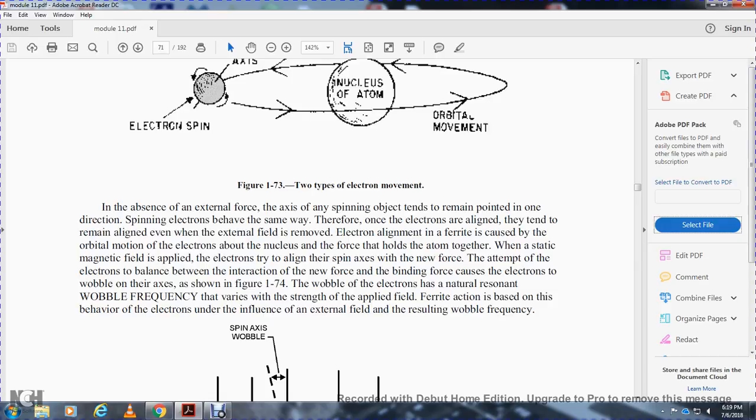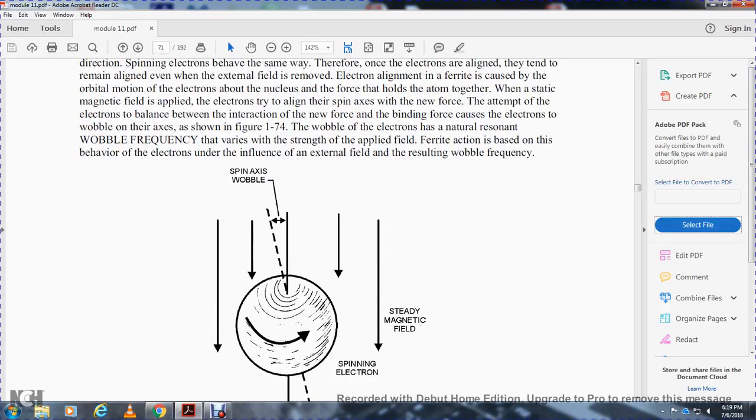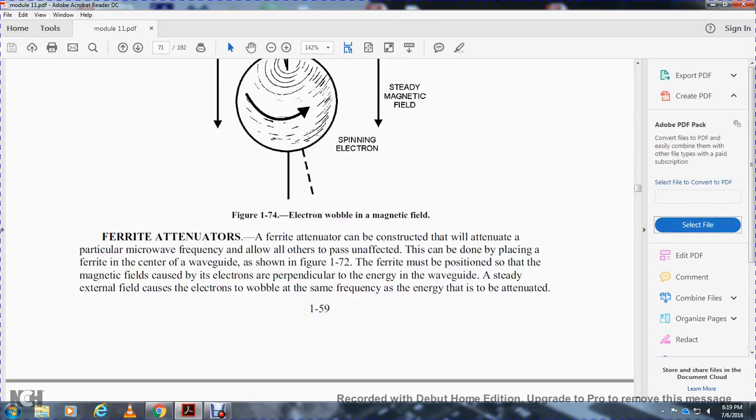The wobble of the electrons has a natural resonant frequency and varies with the applied field. Ferrite actions are based on this behavior: electrons under the influence of the external field result in a wobble frequency. Spin axis, wobble, and steady magnetic field of the spinning electron.